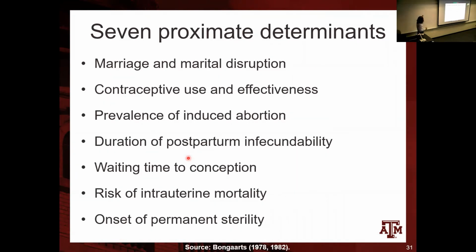And he mentions that there are 7 proximate determinants that he adapts from the 11 intermediate variables from Davis and Blake. Marriage and marital disruption, like divorce or death of husband, contraceptive use and effectiveness, prevalence of induced abortion, breastfeeding, postpartum infecundability, waiting time to conception, risk of intrauterine mortality, and onset of permanent sterility.